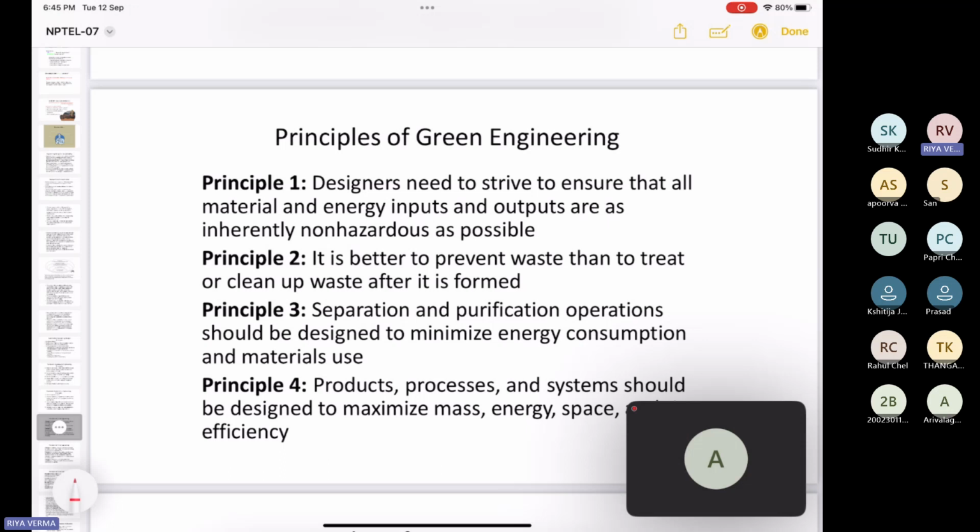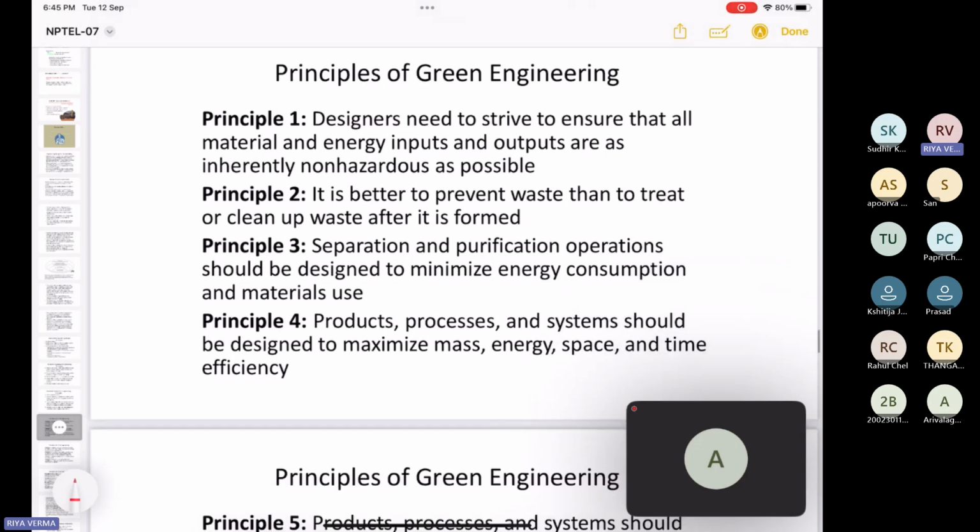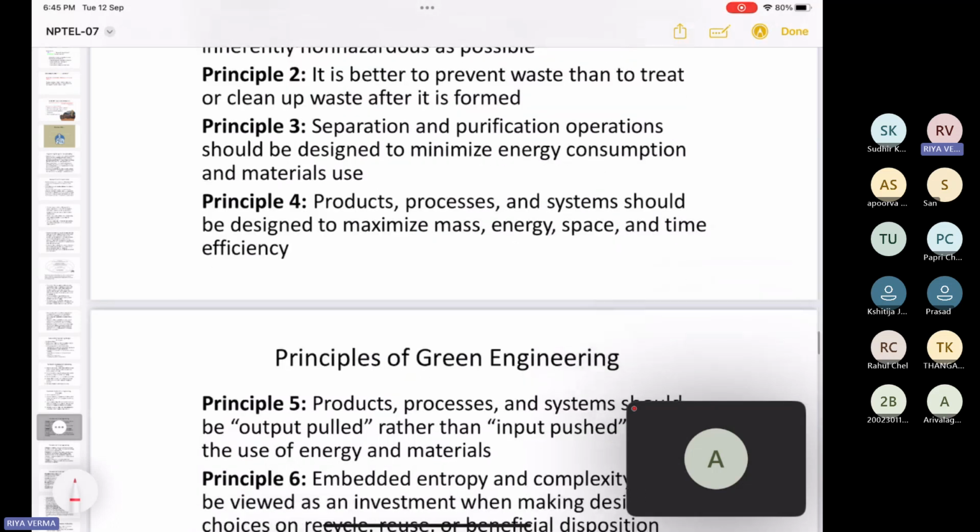That is, we should try to reduce the waste as much as possible. The third principle says that the separation and purification operations should be designed to minimize the energy consumption and the material use. And the fourth principle says that the product's process and system should be designed to maximize the mass, energy, space, and time efficiency.